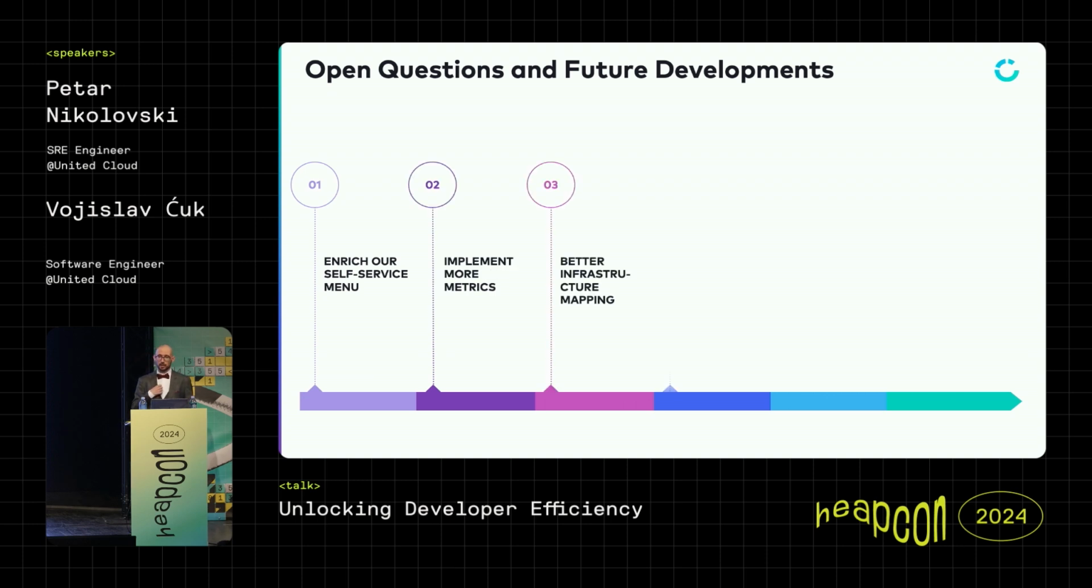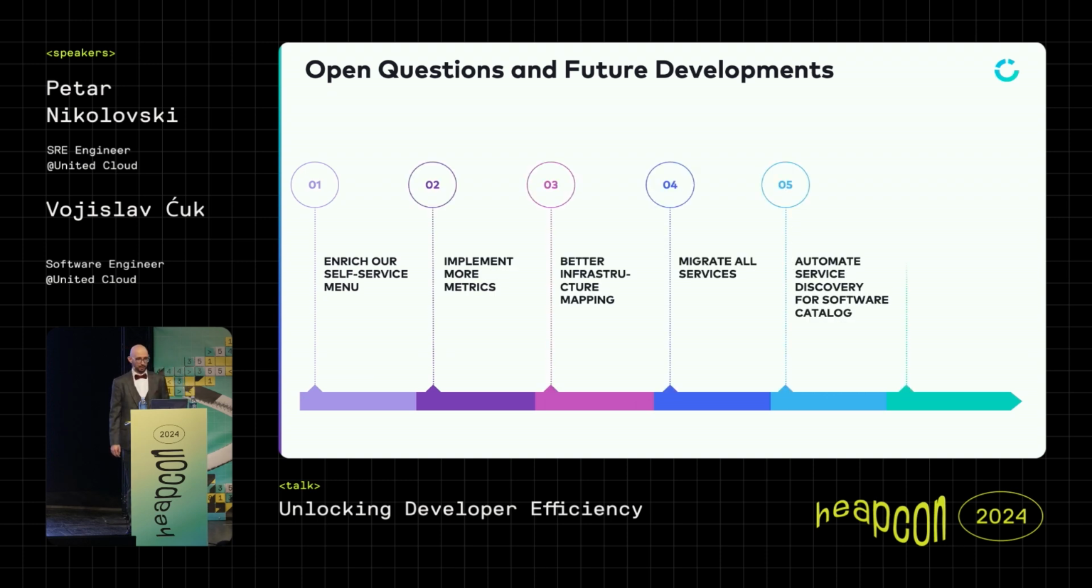Finally, we still have some open-ended questions and a lot of ideas for future development. Enriching our self-service menu is an obvious one, but we also want to implement more metrics. For example, mean time to PR, the adoption rate, and so on. We want to have better mapping of our infrastructure to our microservices, databases, caches, etc. We also want to automatically ingest all our existing and all new repositories into Backstage and onboard the whole organization.